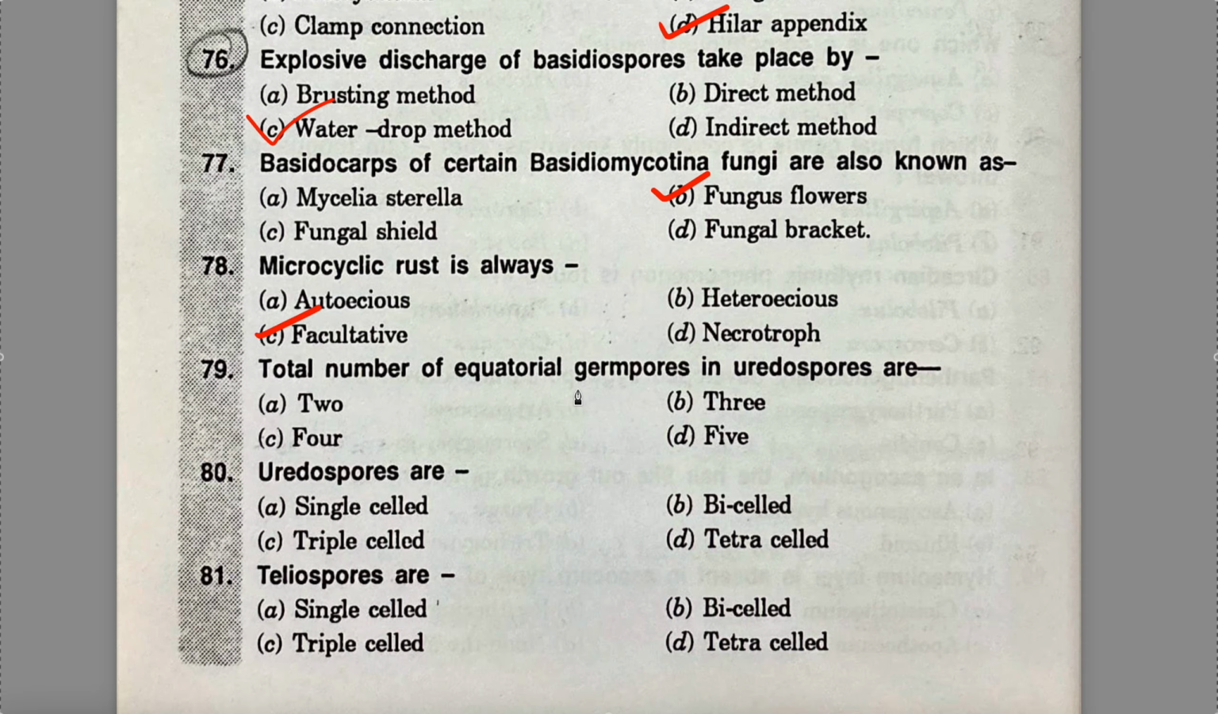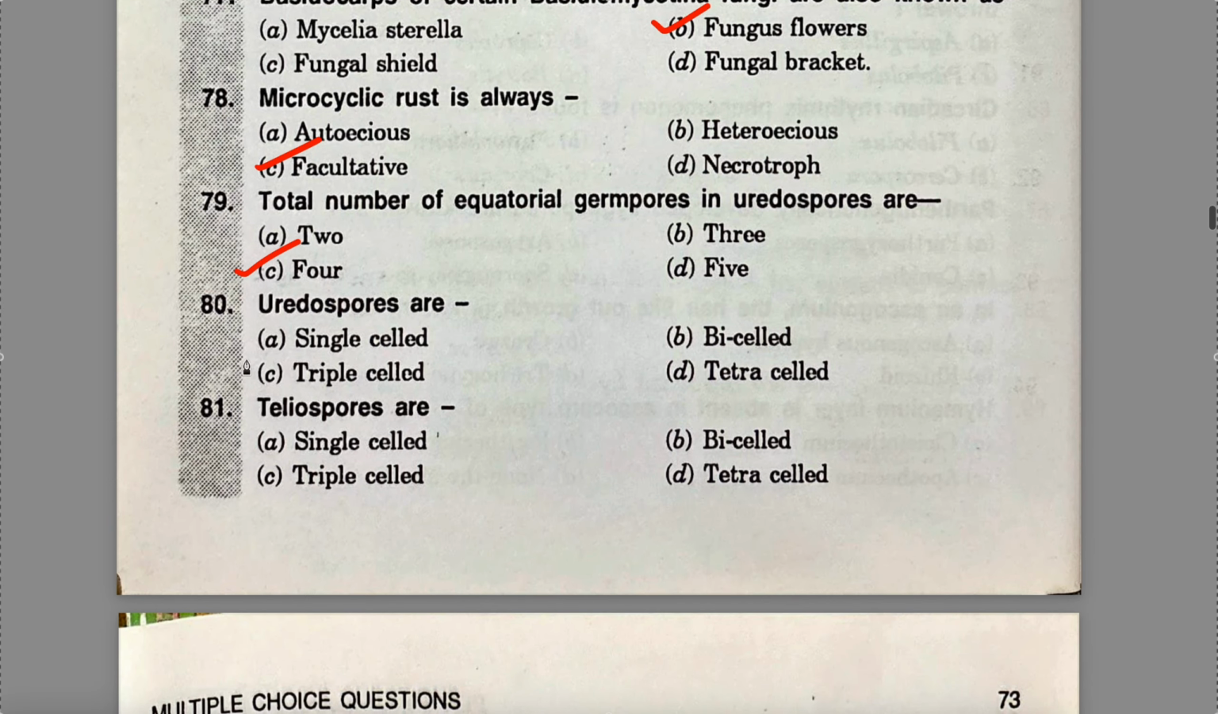79. Total number of equatorial germ pores in Uredospores are 2, 3, 4 or 5. Answer is option C, which is 4. 80. Uredospores are single-celled, bicelled, triple-celled or tetracelled. Single-celled, yes. If Uredospore is single-celled, so teleospores are single, bi, triple, tetra. Which one? It is, yes, bicelled.